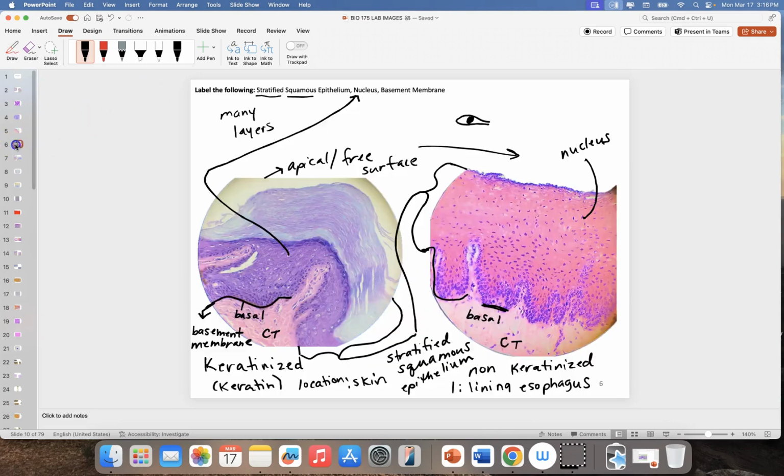Pop us back here. But there's our stratified squamous epithelium.